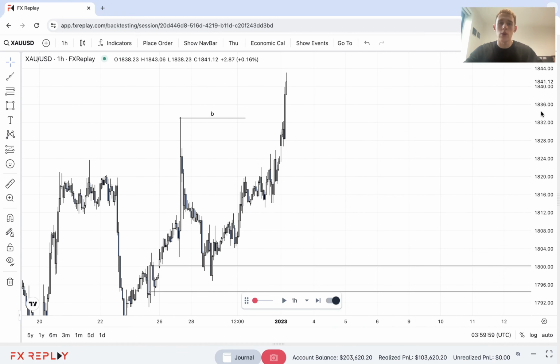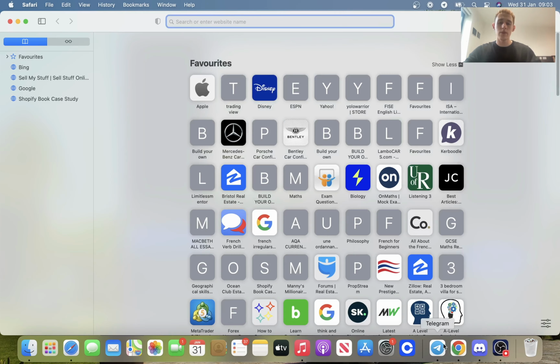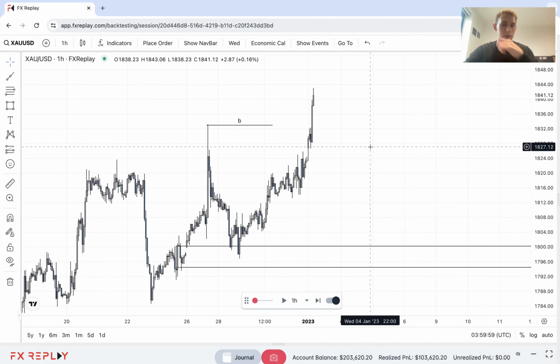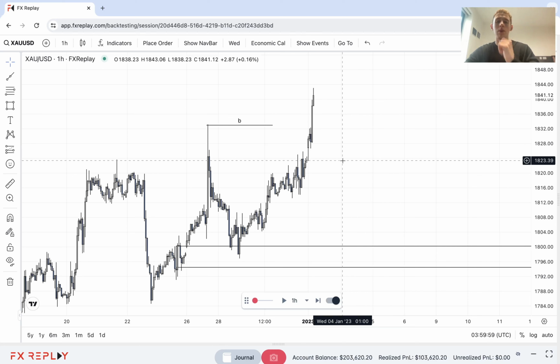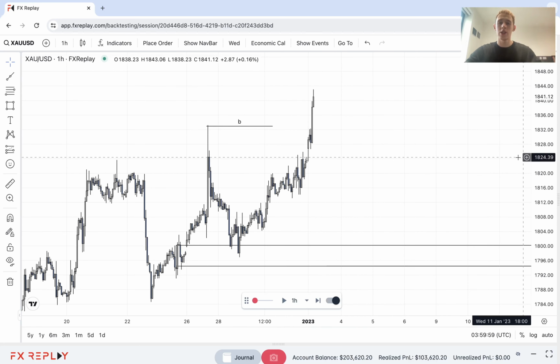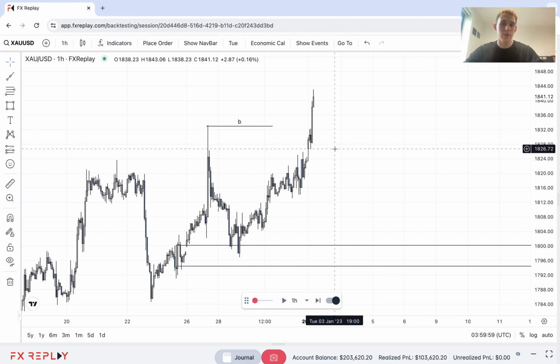So currently gold is clearly bullish, and the current range where we're looking to trade in is between this low and this high. So what I can see at the moment is that we have a couple of areas where we could look to go off.